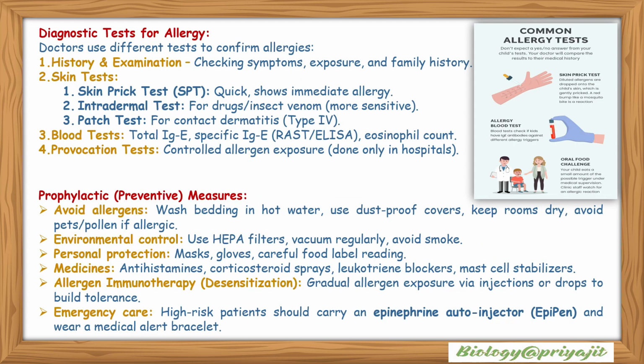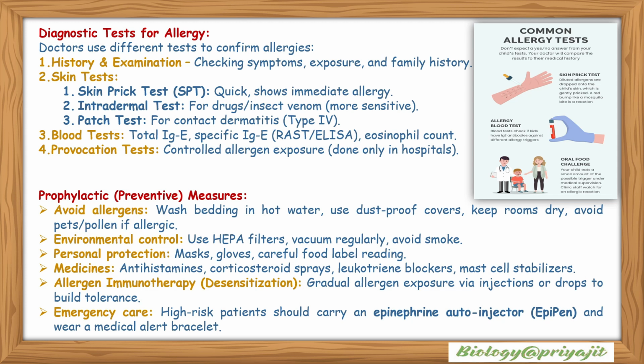Diagnostic tests for allergy. Common allergy tests include the blood test, skin prick test, or oral food challenge. So, history and examination: check symptoms, then exposure and check the family history. Skin tests include the skin prick test or SPT, which is quick and shows immediate allergic reactions. Intradermal test for drugs or insect venom, which is more sensitive. Patch test for contact dermatitis, that is type 4 mediated hypersensitivity. Blood tests: total IgE, specific IgE like RAST or ELISA, and eosinophil count can be performed to diagnose allergy. Provocation test, controlled allergen exposure, done only in hospitals.